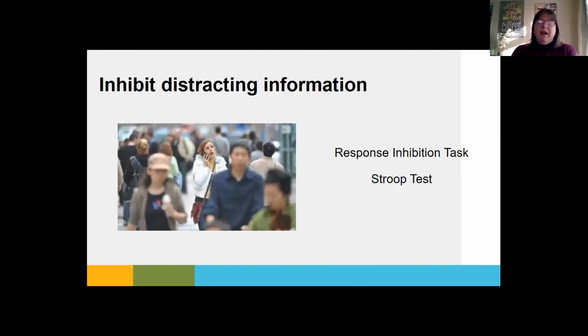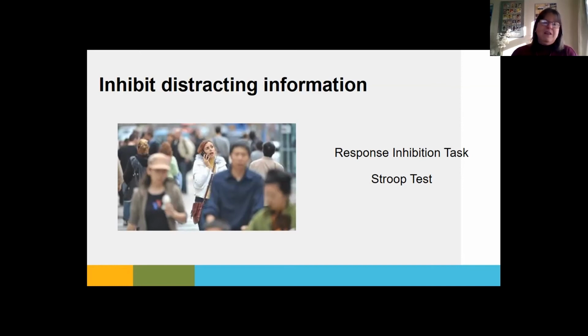We can also look at ways of, well, how do we go about inhibiting things that are distracting? Are we predisposed? Is there a certain biological characteristic in humans that controls our attention process one way or another? Is it something maybe that we've learned over time?